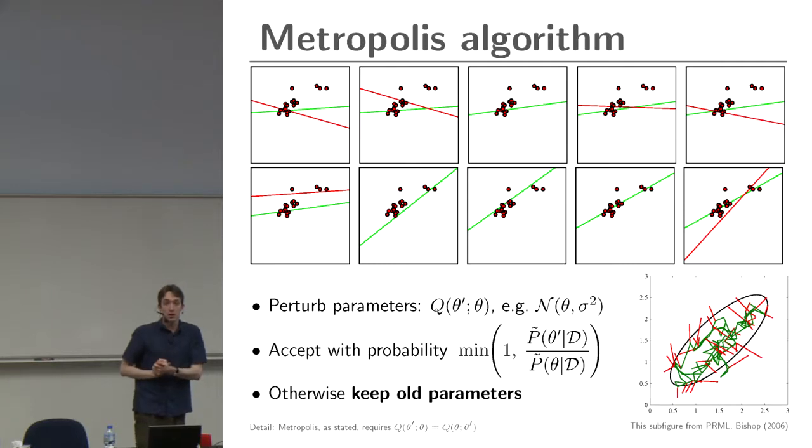Question? So does the prior put a Gaussian distribution on both parameters in this example? It probably did, yes.